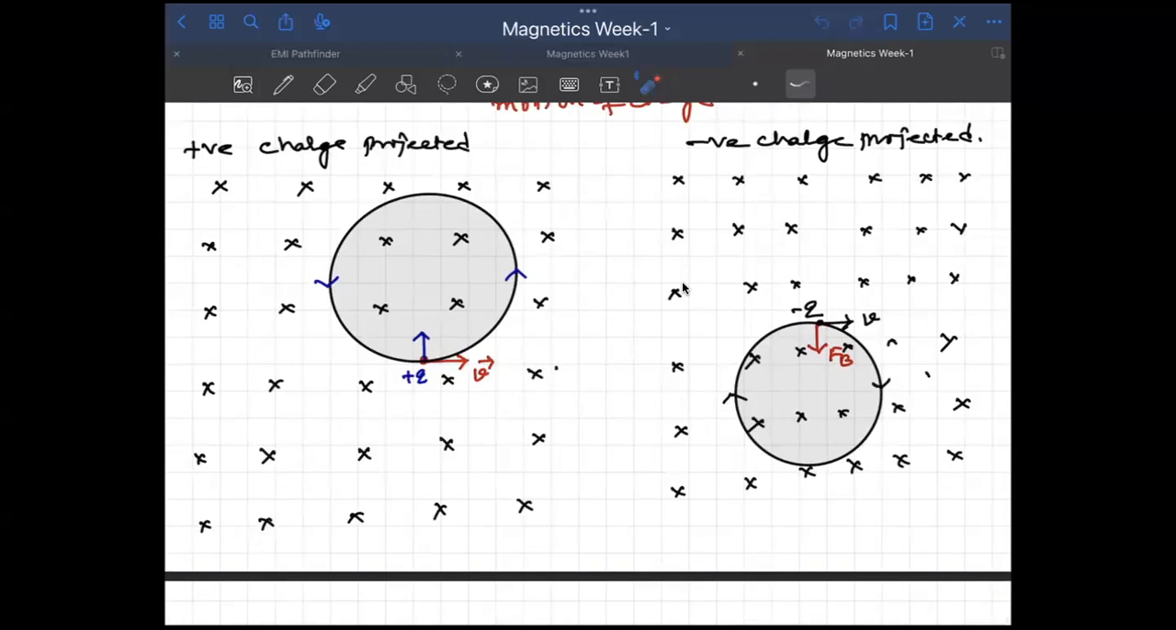Any doubt? Sir, why? Very simple. Force is not v bar cross B bar, force is q v bar cross B bar. Previously, v bar cross B bar is in the upward direction because the charge is positive. If the charge is negative, minus times v bar cross B bar means opposite to that. So therefore, it follows a circle like this. Next.